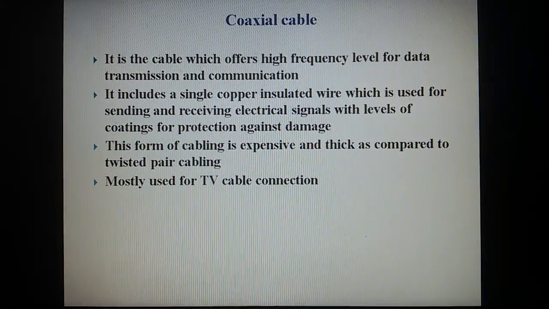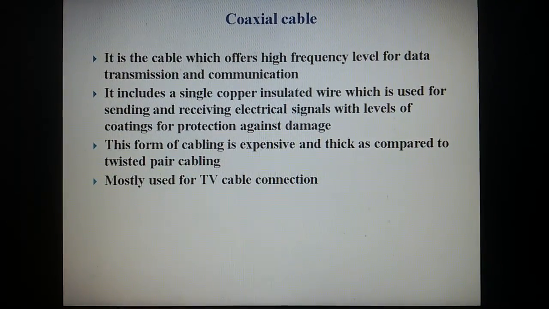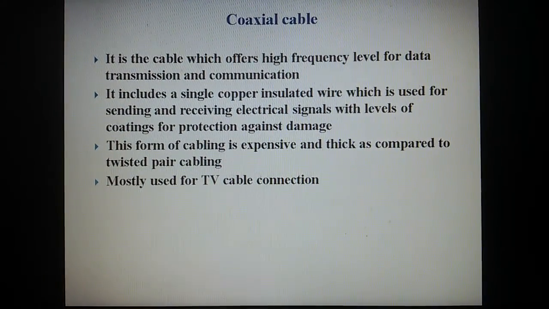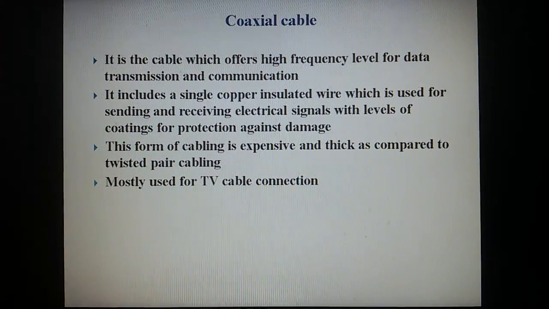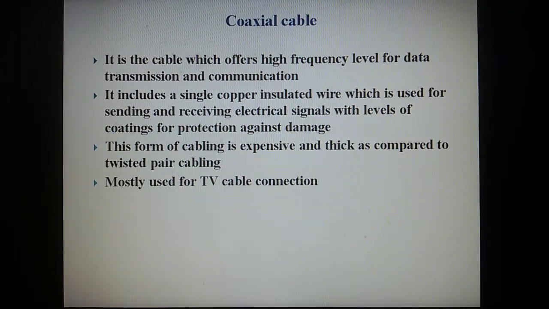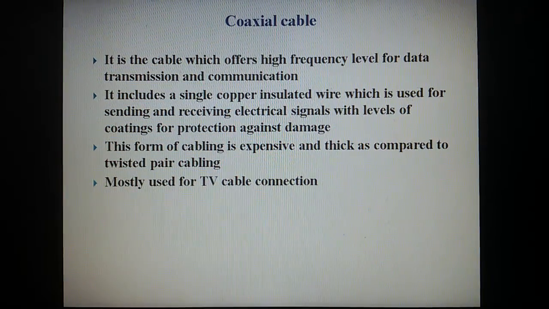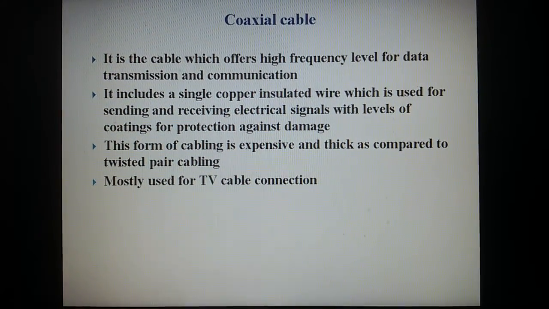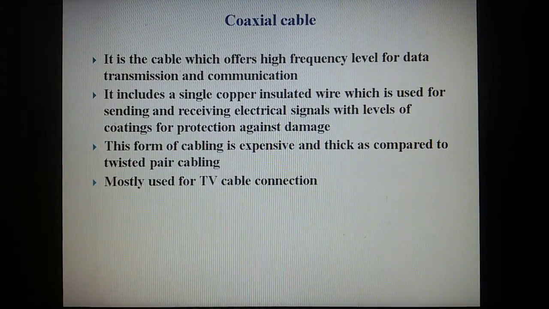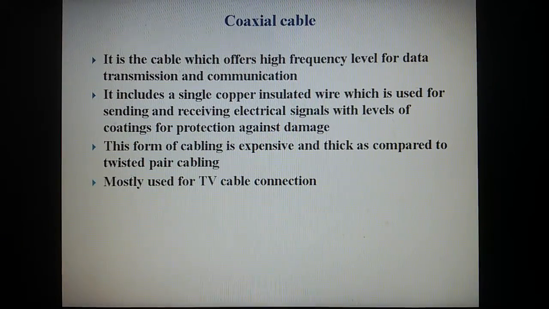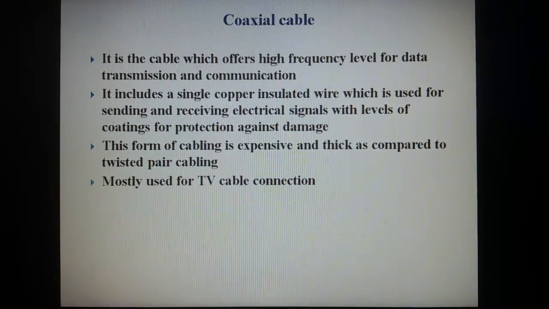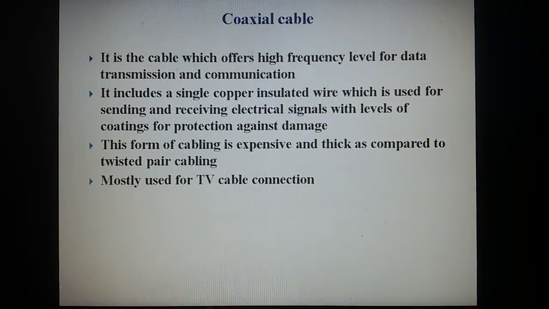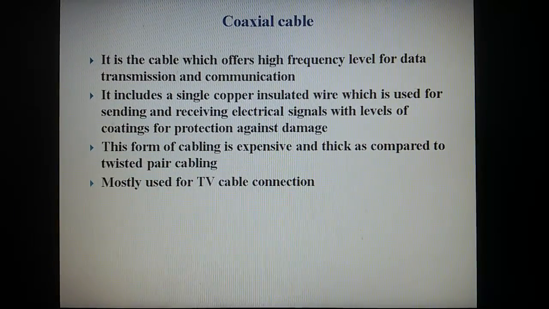Coaxial cable: it is the cable which offers a high frequency level for data transmission and communication. It includes a single copper insulated wire which is used for sending and receiving electrical signals, with levels of coatings for protection against damage. This form of cabling is expensive and thick as compared to twisted pair cabling, mostly used for TV cable connection.